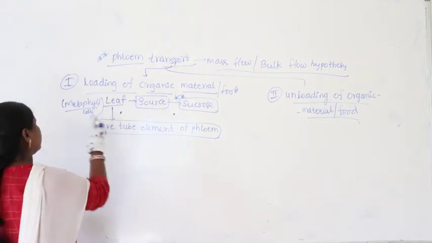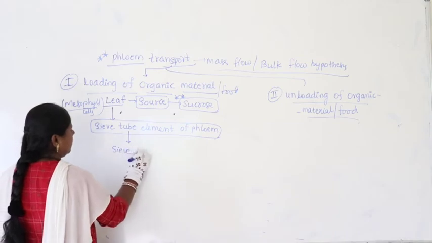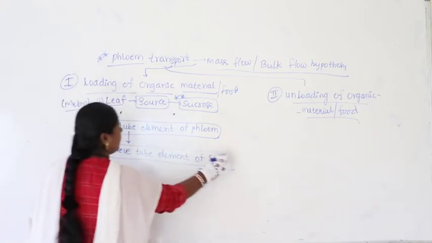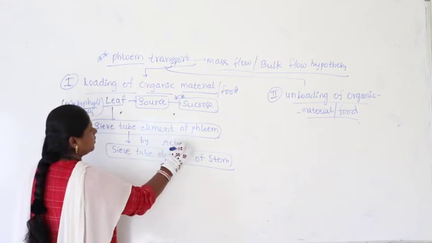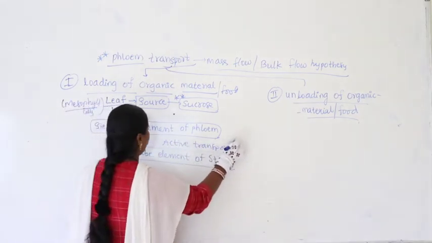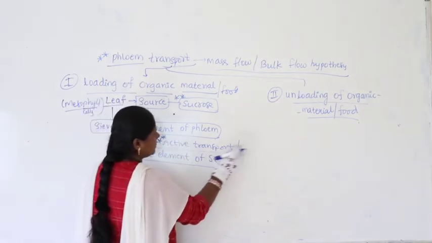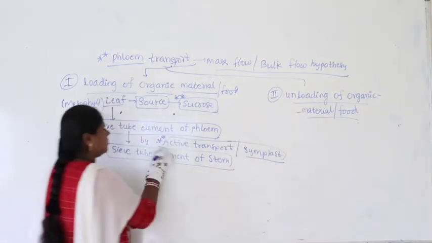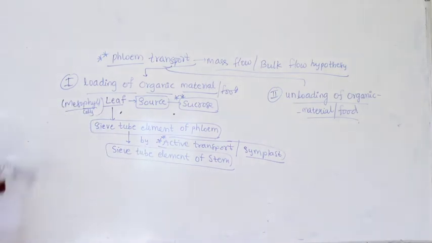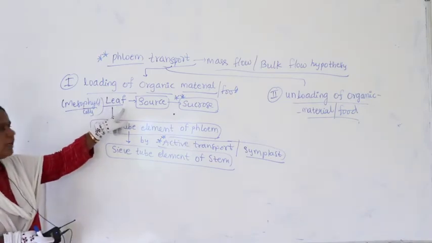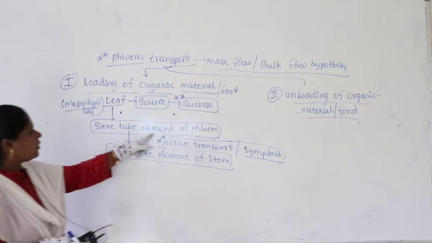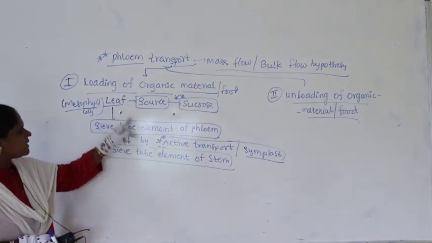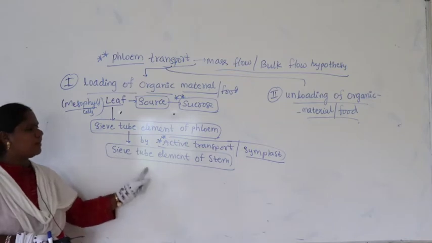So from the mesophyll cells it comes and enters into the sieve tube element of the stem by active transport, or it is referred to as symplast. Very important. From where to where are we discussing? From the mesophyll cells of the leaf into the vein. The vein contains the sieve tube element of the phloem. That means from the leaf sieve tube element to the sieve tube element of the stem.